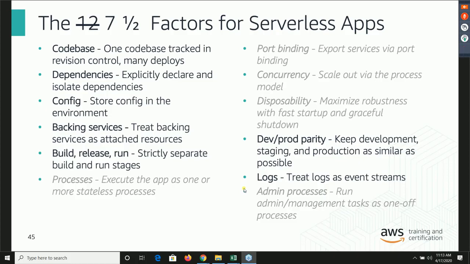Admin processes you're not worried about because, like I said, Lambda is versatile. Unlike EC2, where you might be running some cron jobs locally on some application servers, here you can just create those Lambda functions and trigger them from a cron directly, without having to be in the main application workflow.